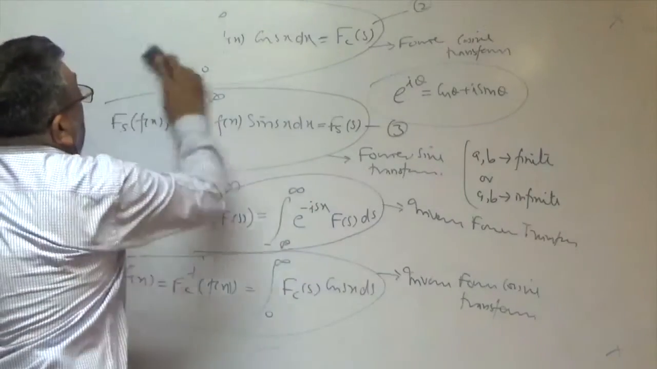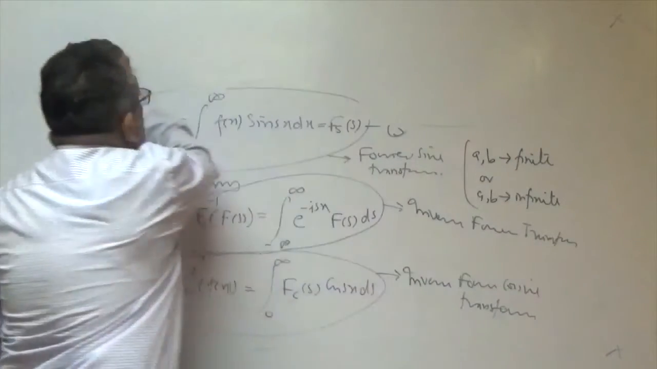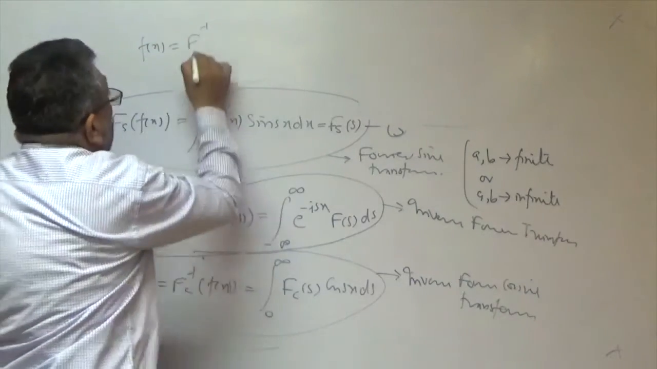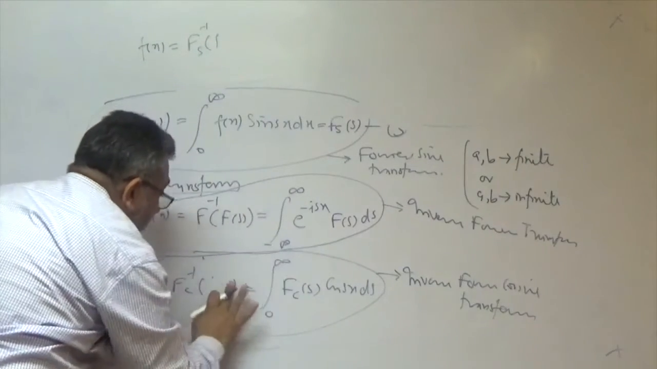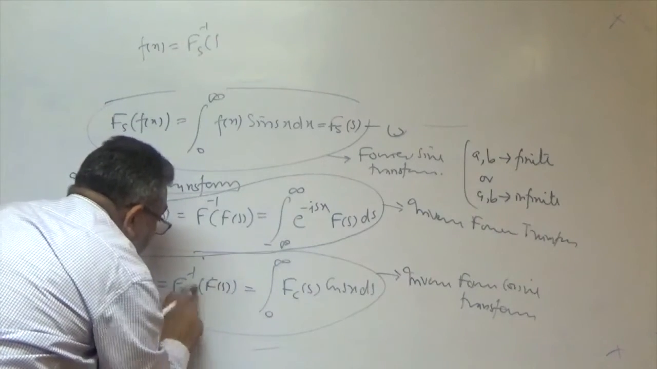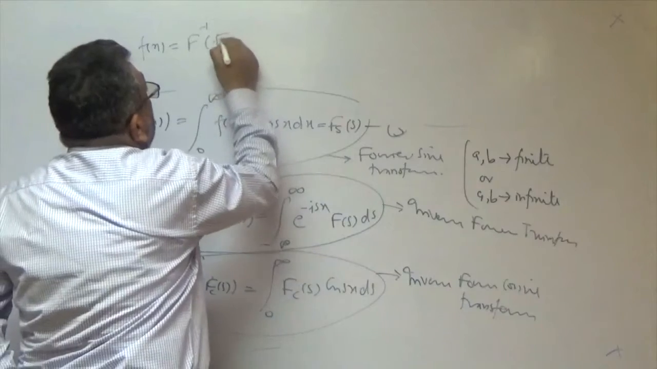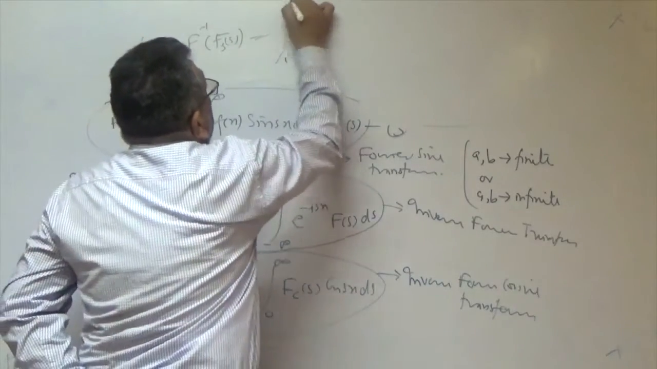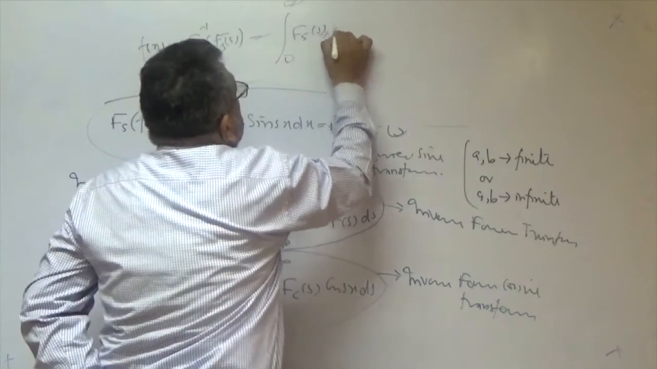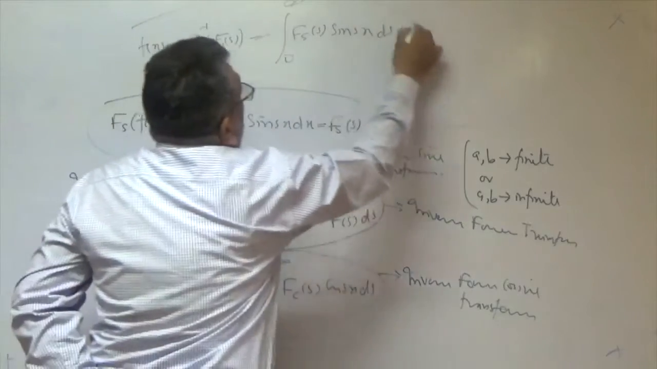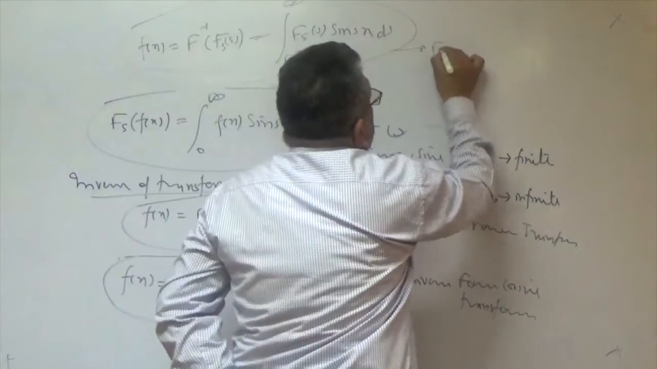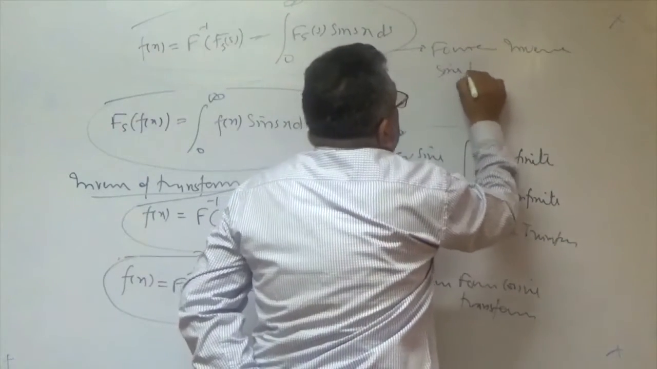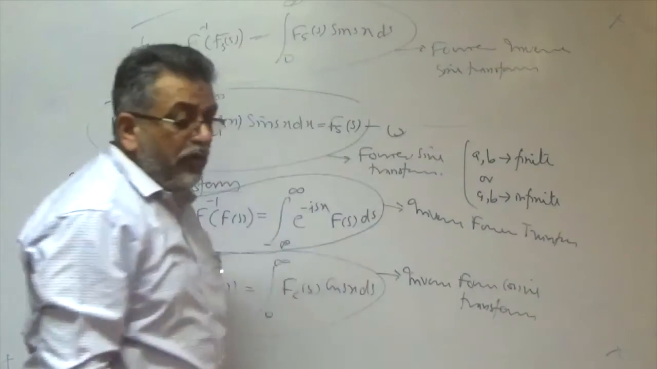Similarly, by formula number 3, you can define the inverse Fourier sine transform. f(x) equals Fs inverse of capital Fs(s), and this is given by the integral 0 to infinity of Fs(s) sin sx ds. This is your inverse Fourier sine transform.